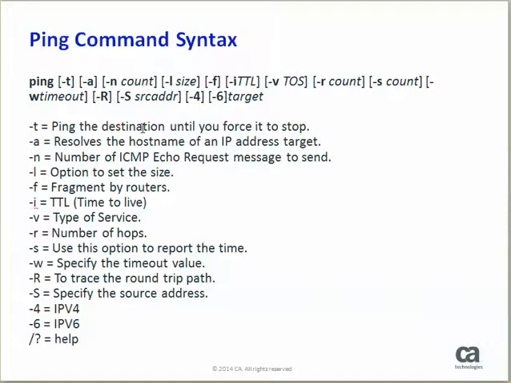-4 and -6: these are two options which we normally don't use, but they are already implemented by default. For example, if I want to use -4, which is the IPv4 addressing scheme, I can use the -4 option. And if I want to ping through IPv6, I can use the -6 option. And the last one is slash question mark, which is used for help.